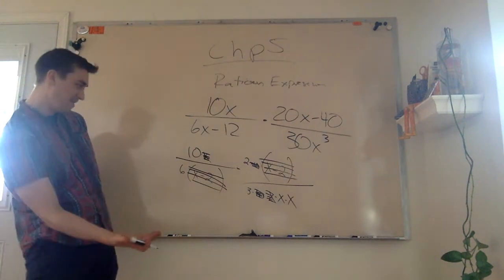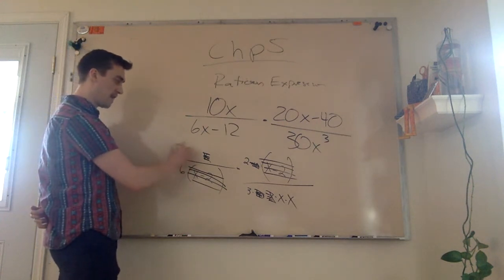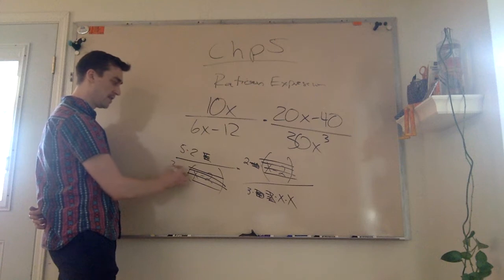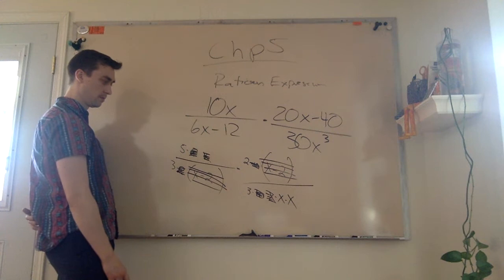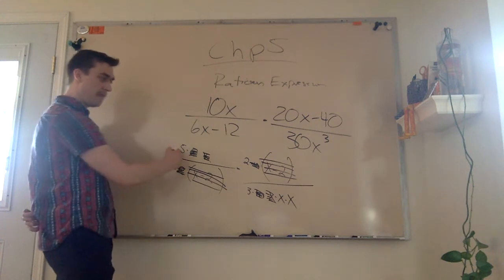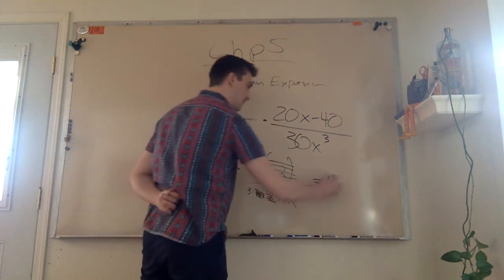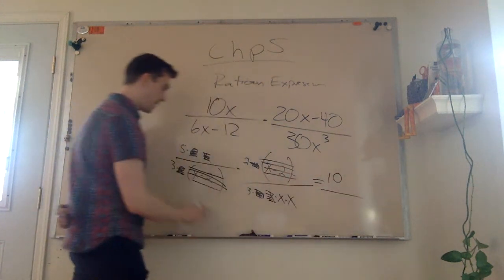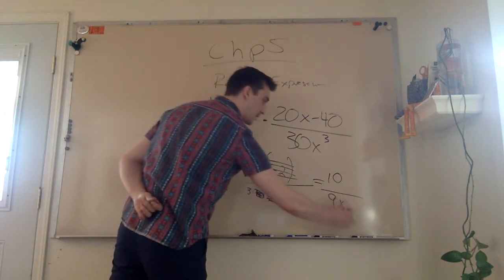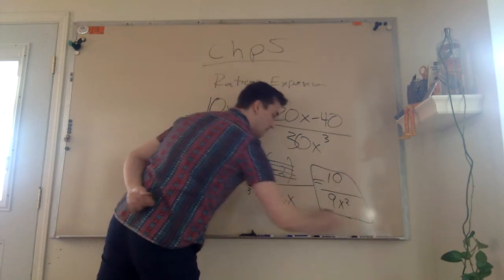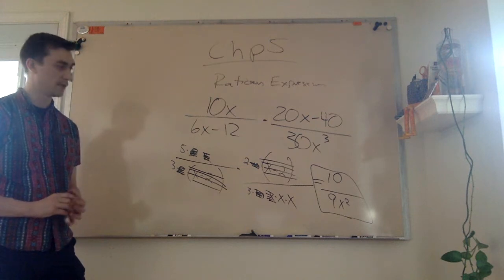I mean, maybe you can go even further here, because 10 can be written as 5 times 2, and 6 can be written as 3 times 2. So you can cancel one of these 2's. So you have a 5 and a 2 on the top only. 5 times 2 is 10. On the bottom, you have a 3 and a 3 and 2 x's. So that's 9x squared. 10 divided by 9x squared is the final result.